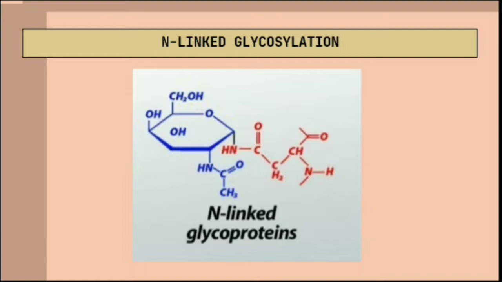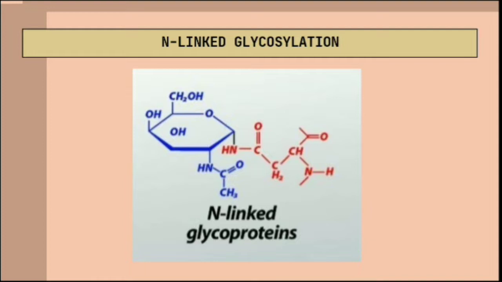And then apart from that, if we say N-link glycosylation, it undergoes a process of co-translational modification. So it means that it happens during the translation. Moreover, there are important clinical applications of N-link glycosylation. For example, it is associated with different diseases such as type 1 diabetes, Crohn's disease, and cancers.